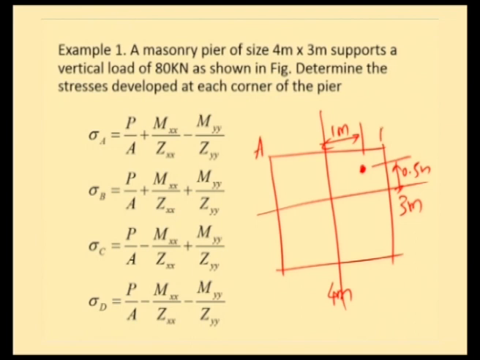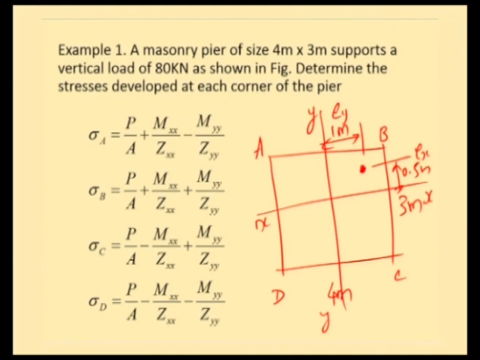So, stress at A, stress at B, stress at C and stress at D is required for this biaxially loaded column, or column subjected to biaxial bending moment. We know that this 0.5 meter is Ex, the eccentricity with respect to x axis, and this 1 meter will be Ey because it is the eccentricity with respect to y axis. Now, the stress in corners can be found using the formula, where sigma A is stress at corner A, sigma B stress at corner B, and sigma C and sigma D stress at corners C and D respectively.